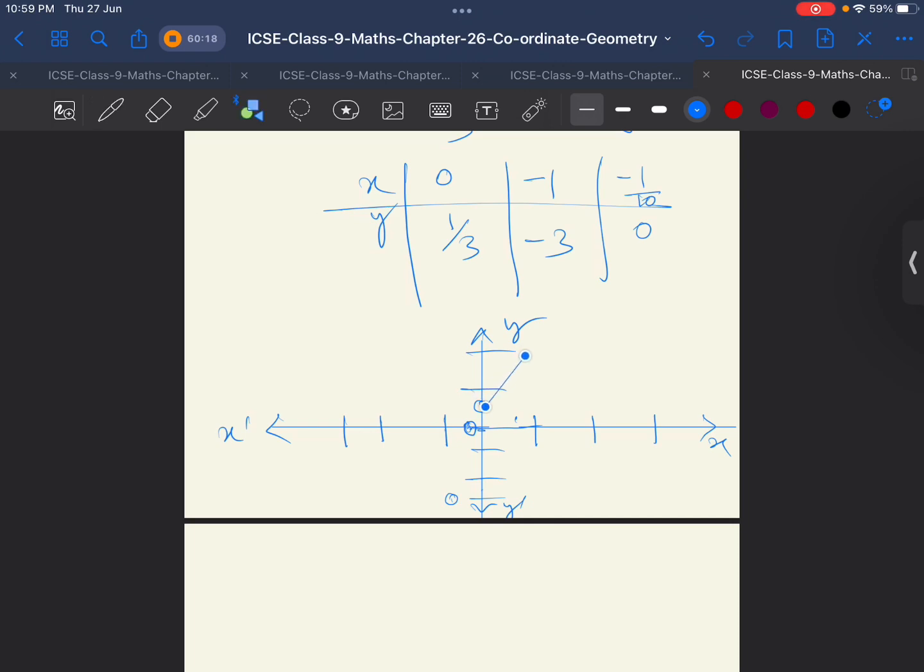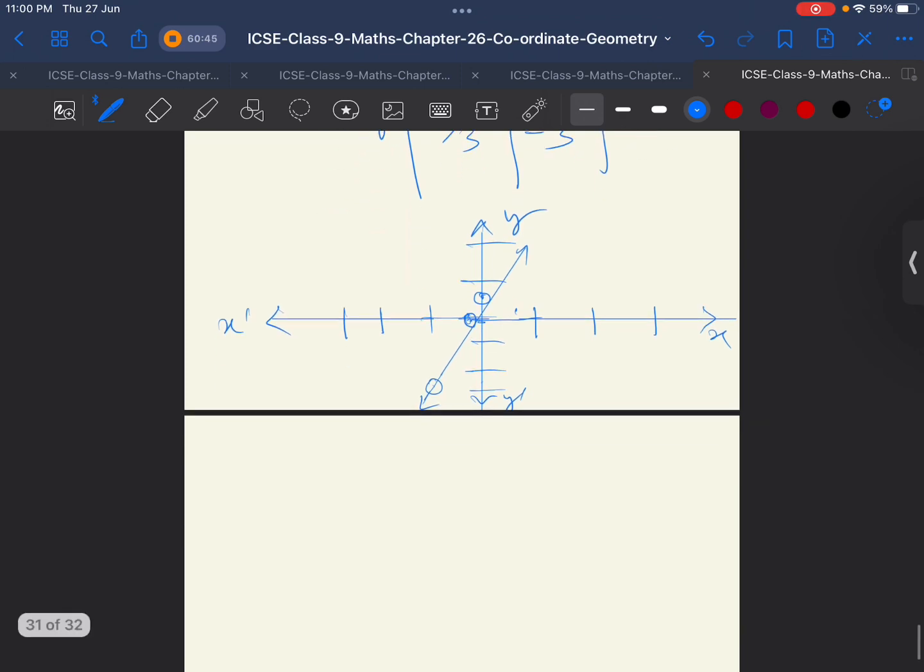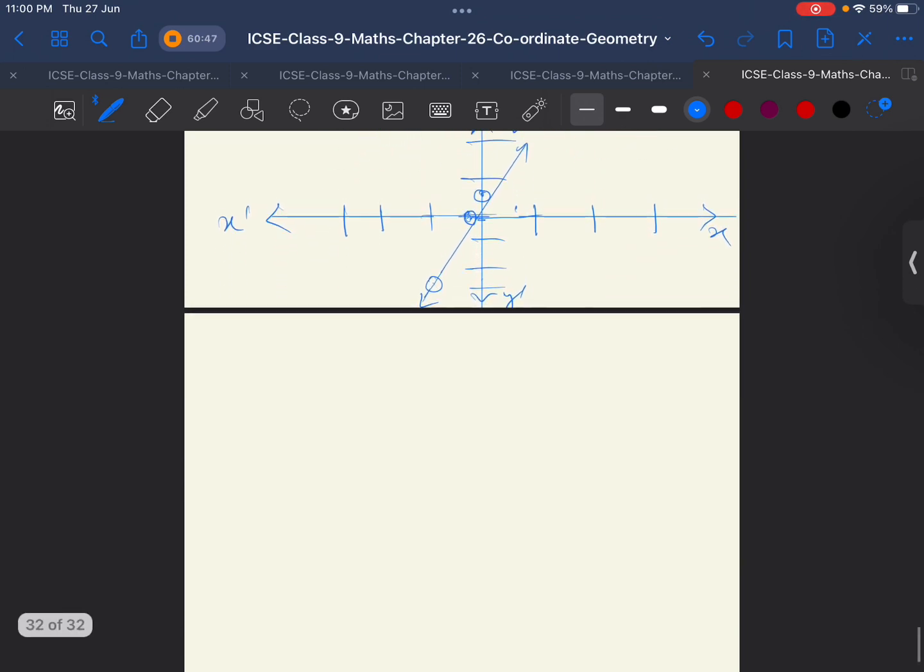So now we draw the straight line. This is the straight line, okay, and this point will be here, and now 1 is here, okay. So this is the straight line.